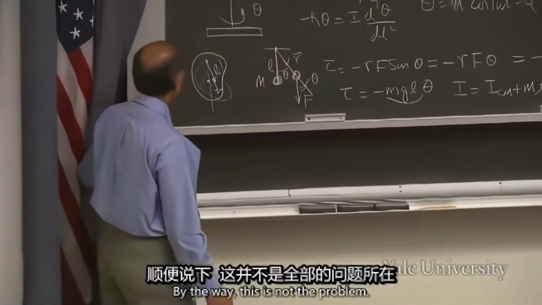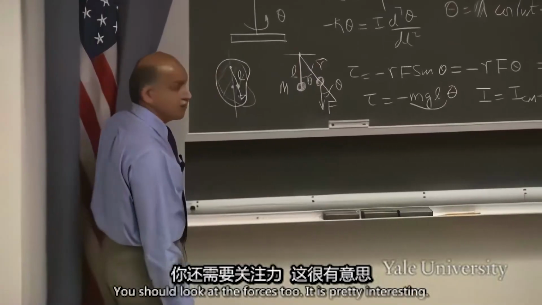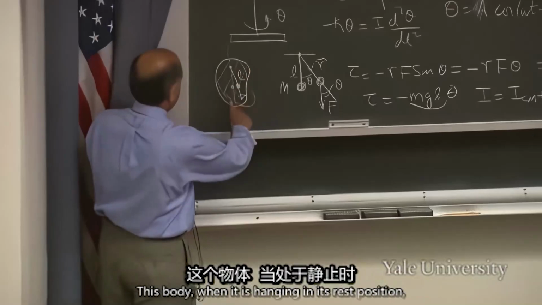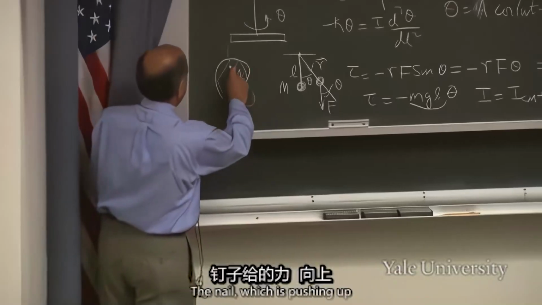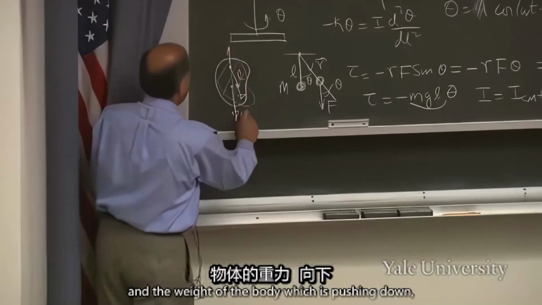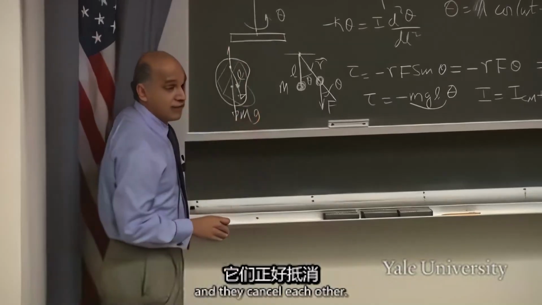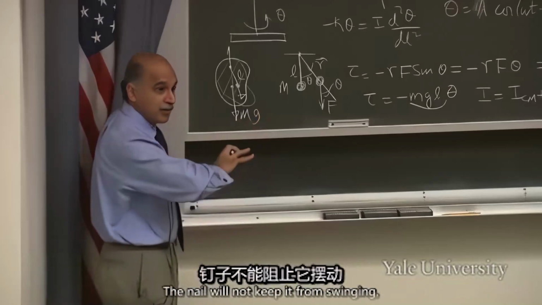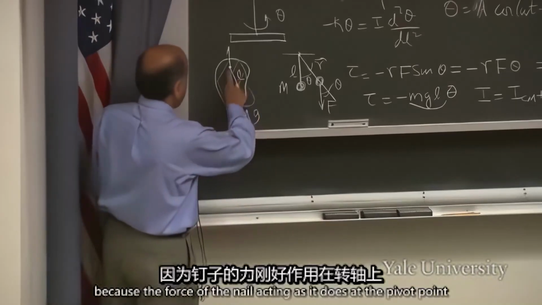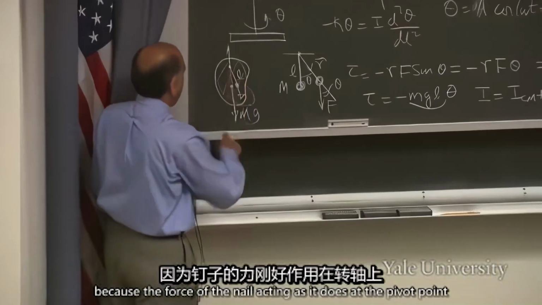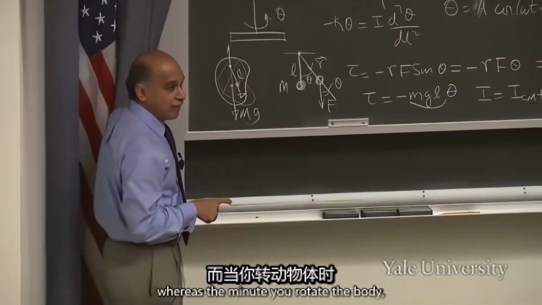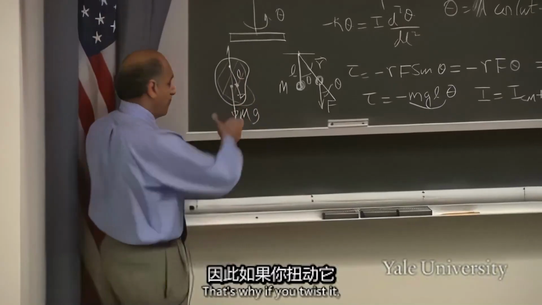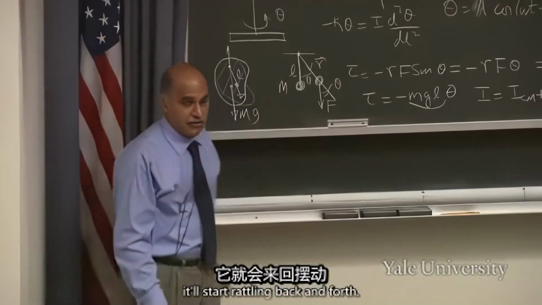By the way, this is not a problem. You should look at the forces too, which is pretty interesting. This body, when it's hanging in its rest position, has two forces on it. The nail, which is pushing up, and the weight of the body, which is pushing down, and they cancel each other. The nail will keep it from falling. The nail will not keep it from swinging, because the force of the nail, acting as it does at the pivot point, is unable to exert a torque. Whereas the minute you rotate the body, mg is able to exert a torque. That's why if you twist it, it'll start rattling back and forth.